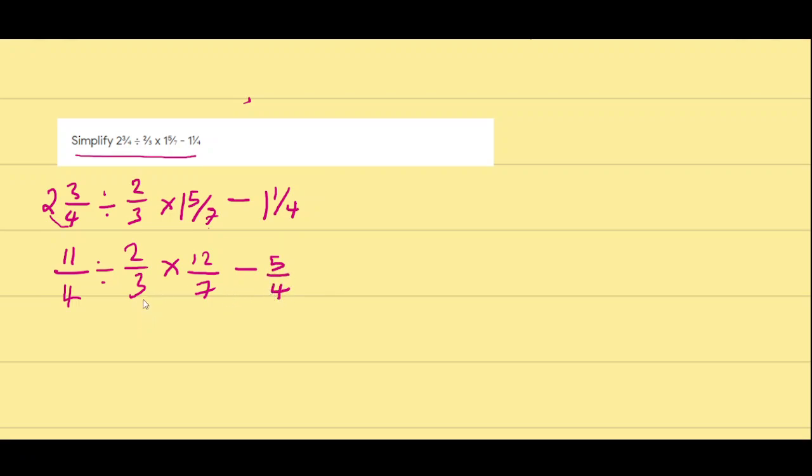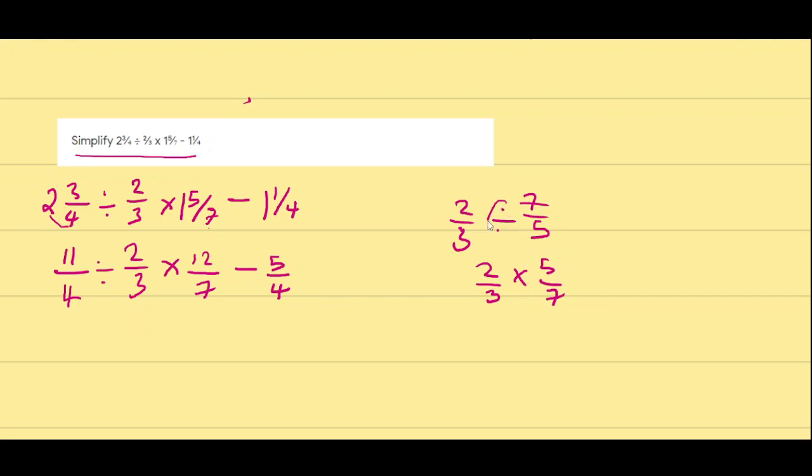Now the key step here is to change your division to multiplication, but you don't just do it. Like if you have 2/3 and you have to divide by, let's say, 7/5, you can write it as 2/3 times 5/7.